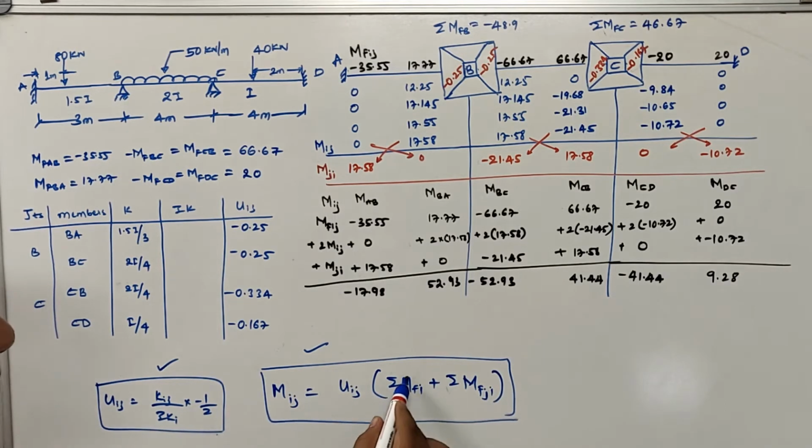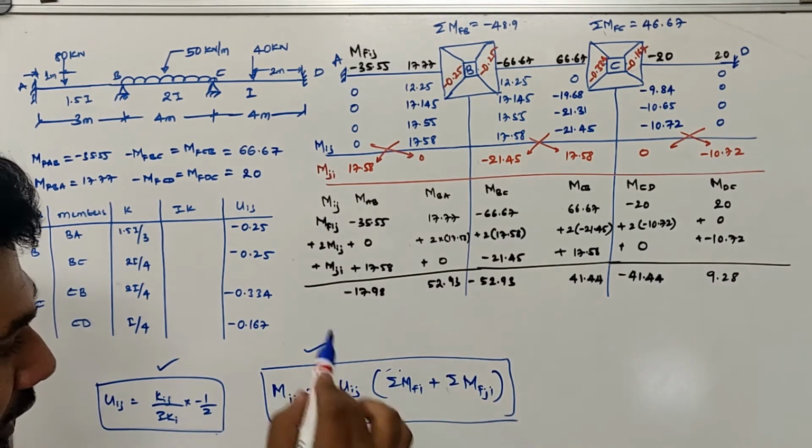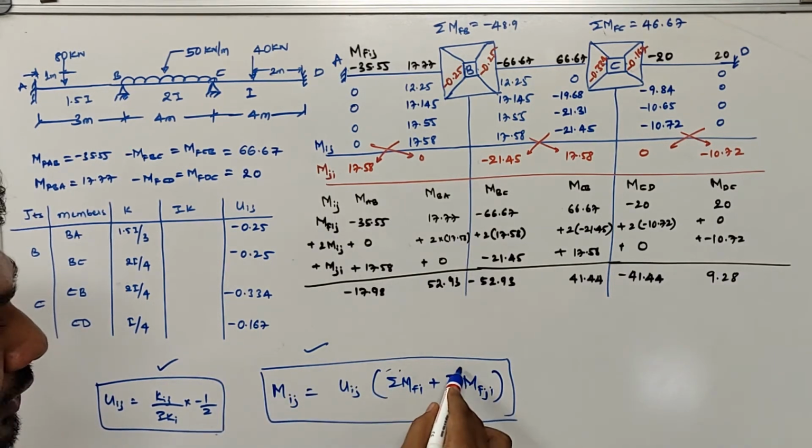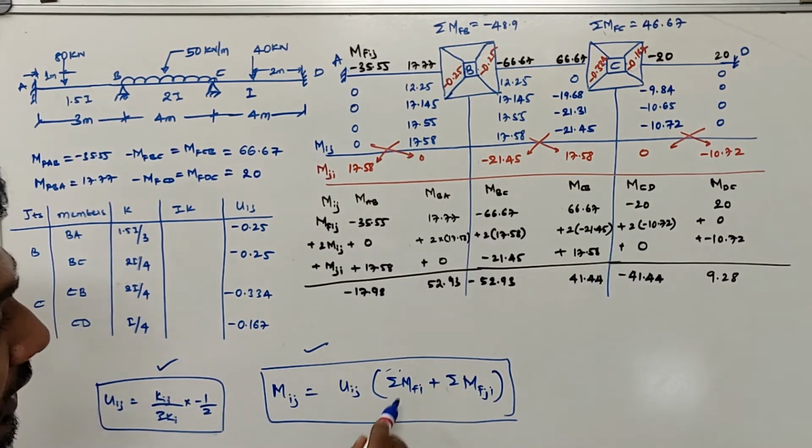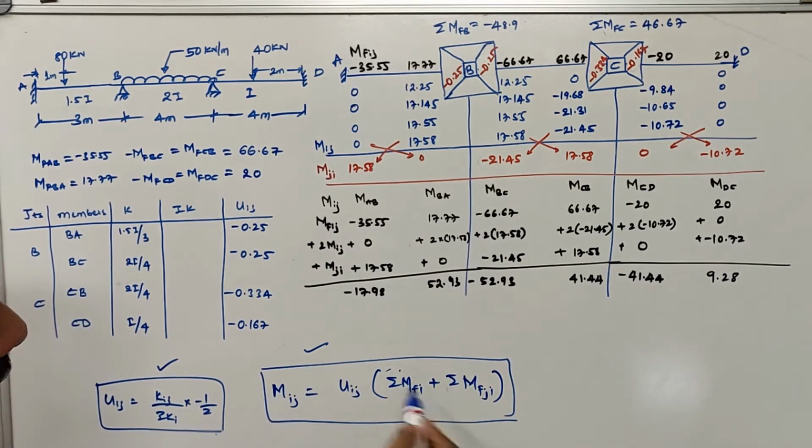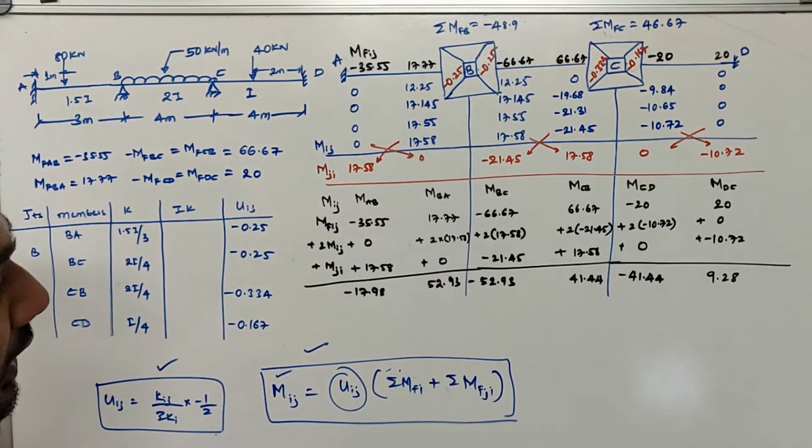So in this what we do, we take the sum of fixed end moment at that particular joint, we take the summation of rotation moments of the far end, and taking the sum of this and multiplying with the rotation factor, we are going to solve for Mij. Okay, now in this figure we will try to identify what is Mfi and what is Mfji.